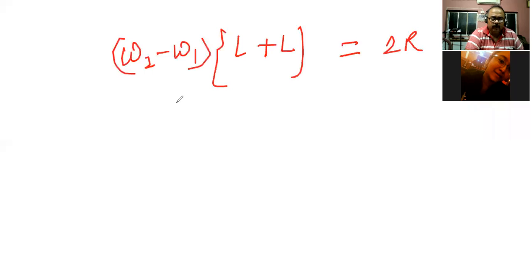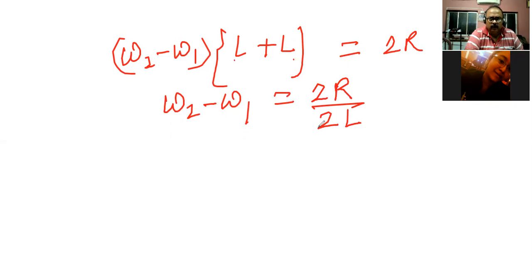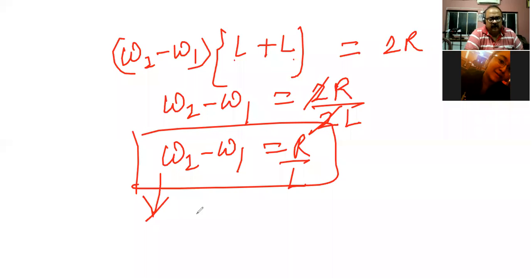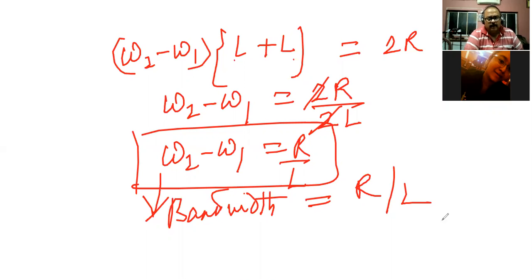So children, omega 2 minus omega 1, this is equals to 2R, and this L plus L is 2L, so we get 2L over here. So omega 2 minus omega 1 is equals to R by L. And what is omega 2 minus omega 1? I have already told you this is known as the difference between the upper side band and the lower side band, which is also known as the bandwidth. So bandwidth equals to R by L.